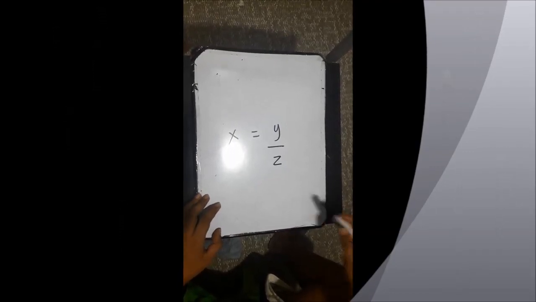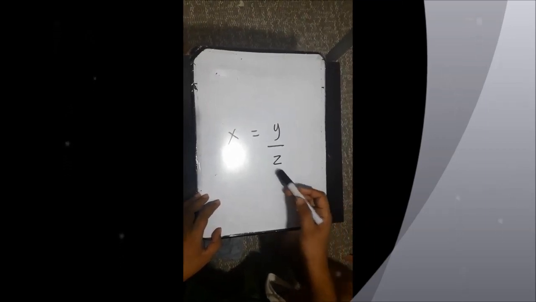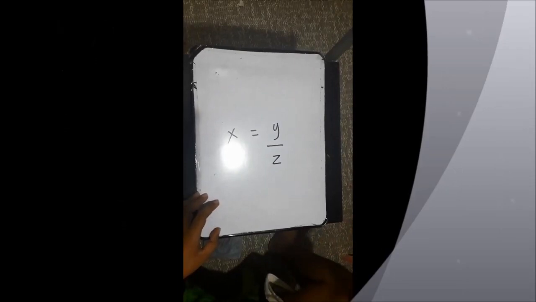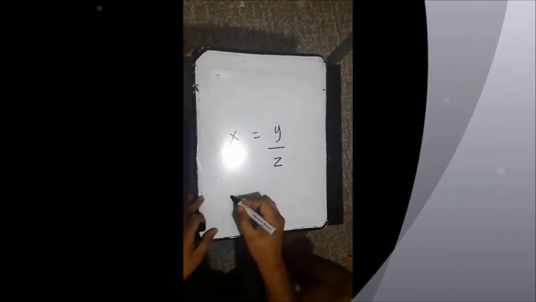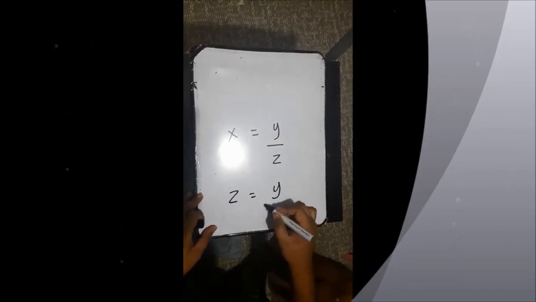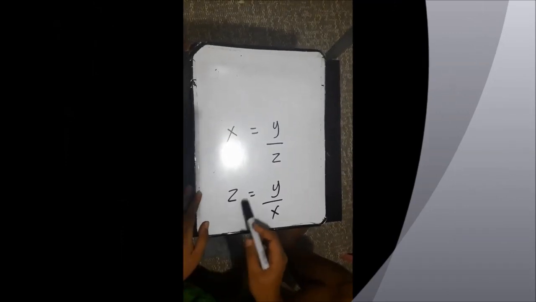So first, if we are looking for the variable z, we just need to switch x and z. So we just need to switch the position of x and z. So if we do that, we will have z is equal to y over x. And actually, this is now the solution for z.